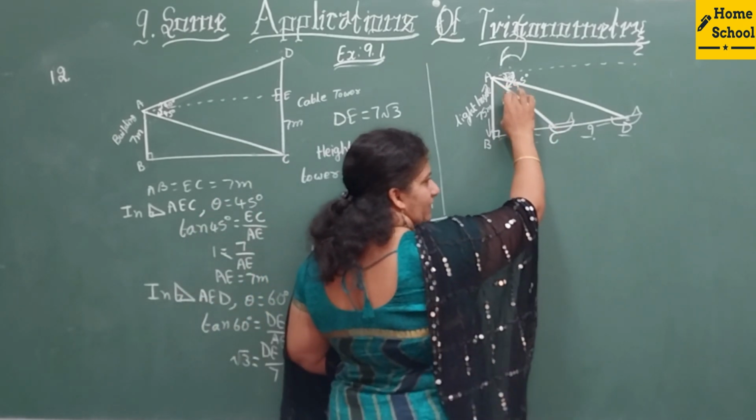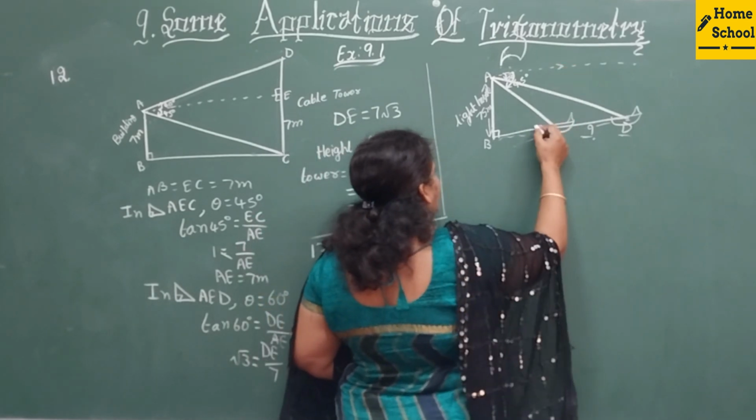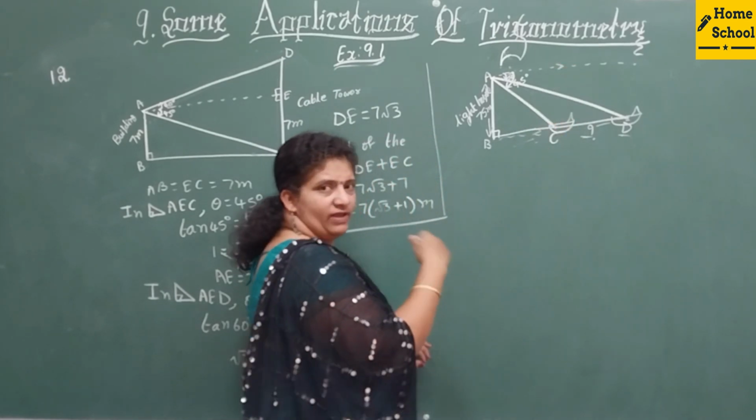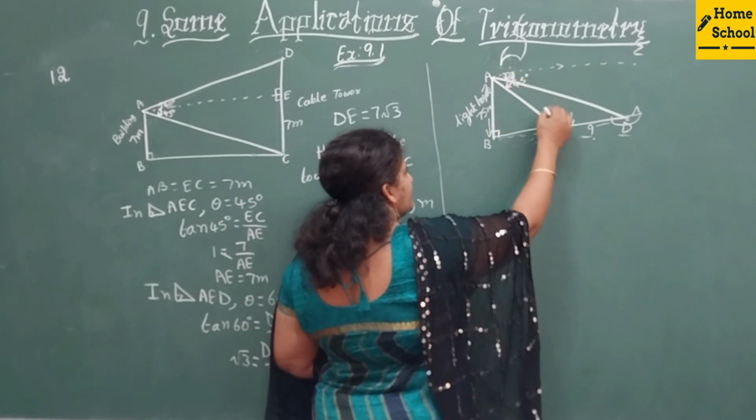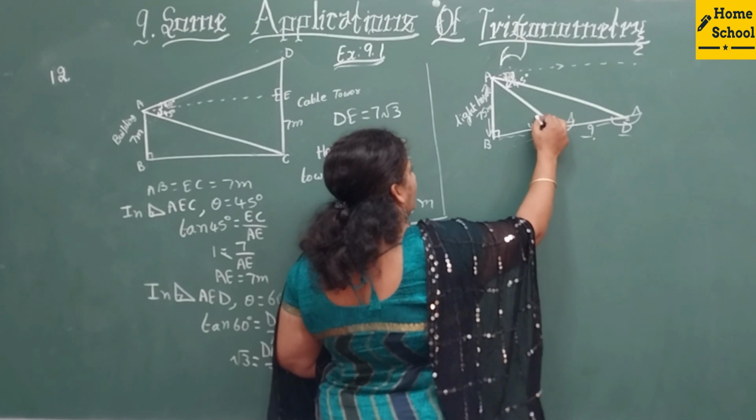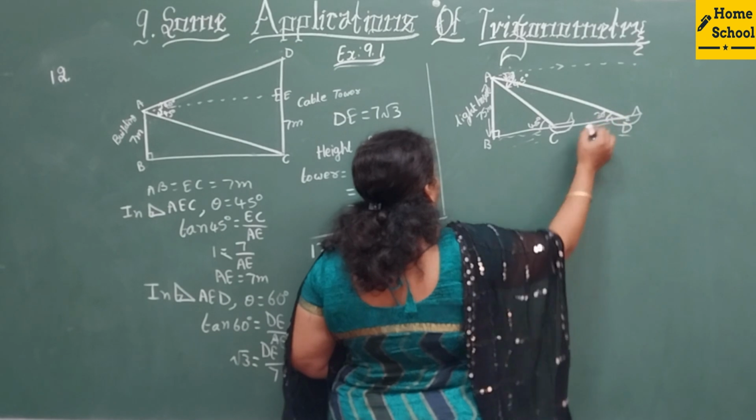Now angle of depression convert into angle of elevation. This horizontal line and this ground level will be parallel. So these angles will be alternate. See, this angle is 45 degree and this is 30. So this angle will be 30 degree.